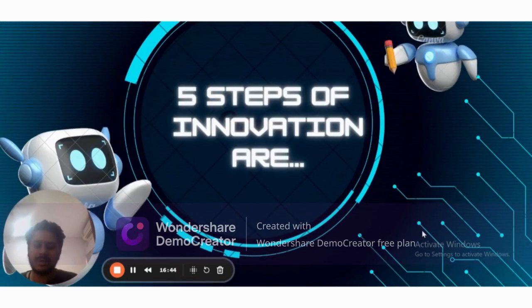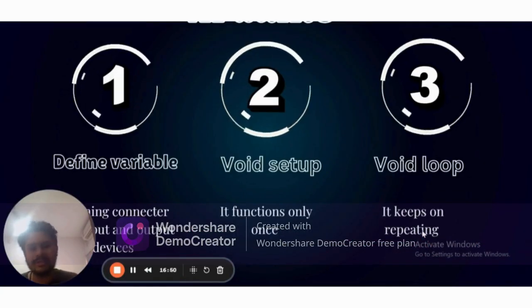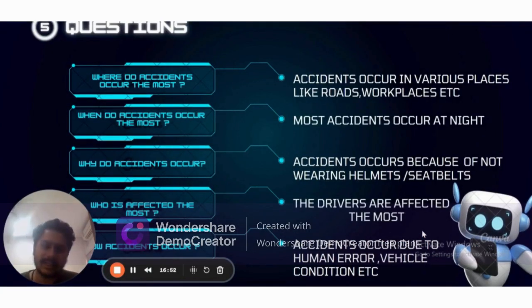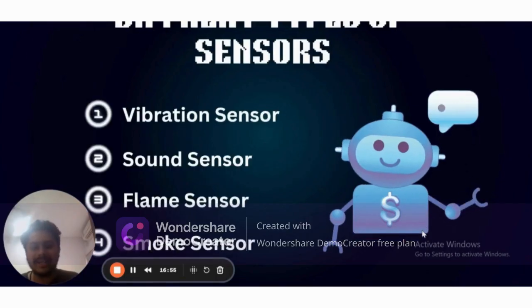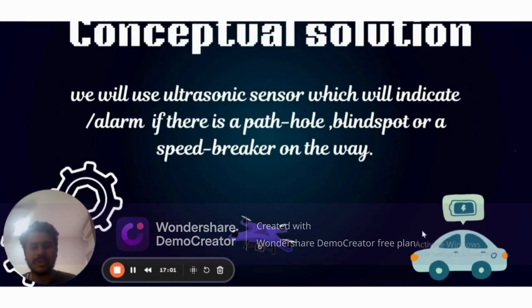Then they have talked about the whole innovation process. What all did they do? How does the code work? What all technical things are there in the code? And why did they do what they do? How did they do the whole conceptual solution? And how do they want to make it?